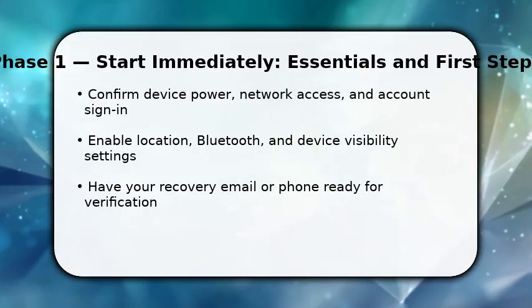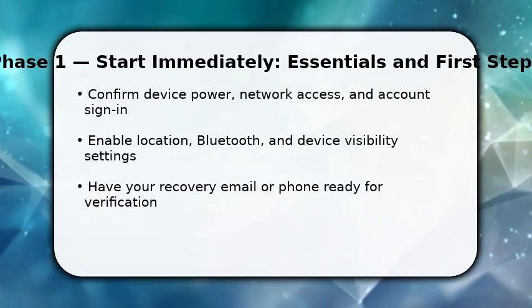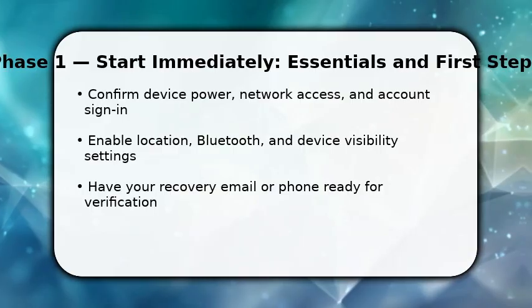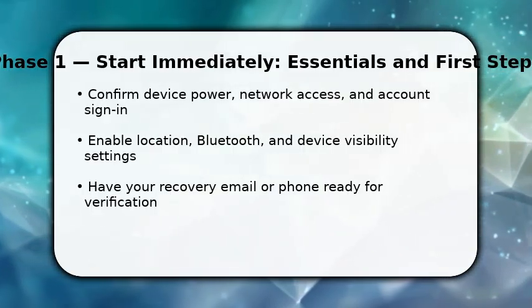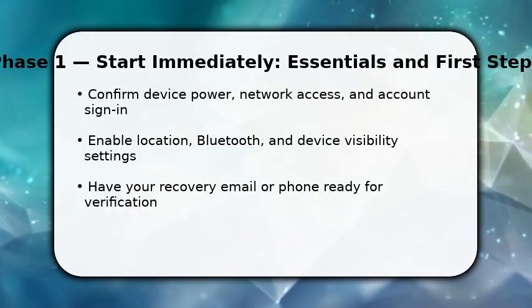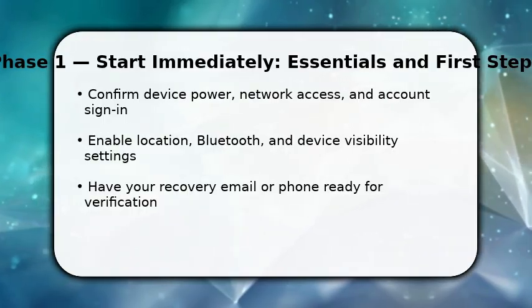You begin by verifying the essentials. Confirm the device is powered, connected to Wi-Fi or mobile data, and signed into the account tied to Find Device. Once done, open the Find Device app or web portal and choose the correct account. This ensures you see linked devices.